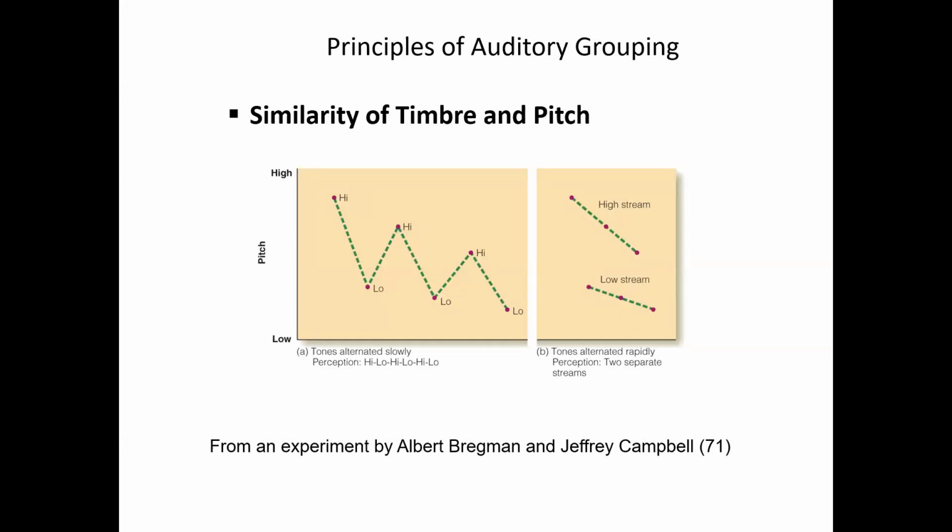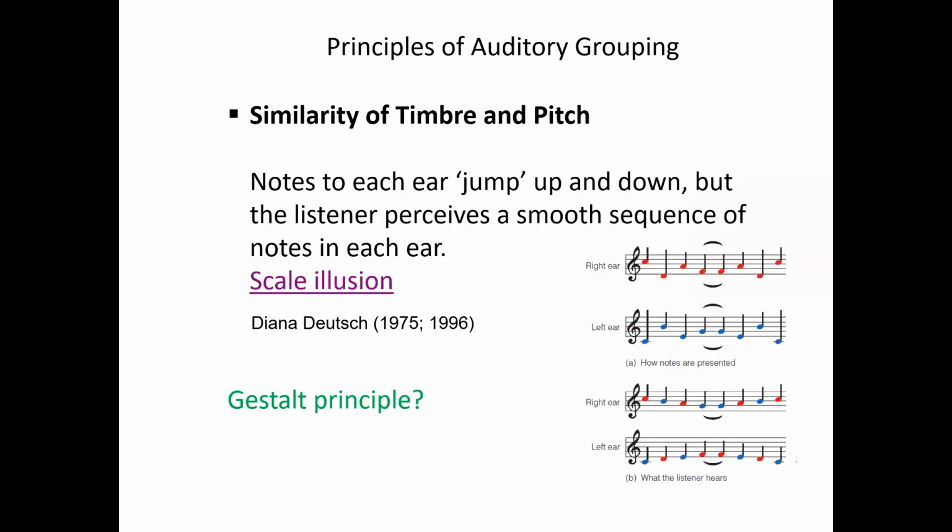If they speed that up, so in B, you're seeing that time is going faster, and we speed that up. And instead, what happens now is the high stream segregates out, and our participants heard that as a melody, and the low stream segregates out. So it's a separate melody from the high stream, or the high notes. So we have psychological evidence for, again, what musicians have been using for centuries.